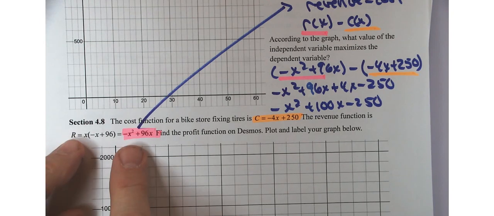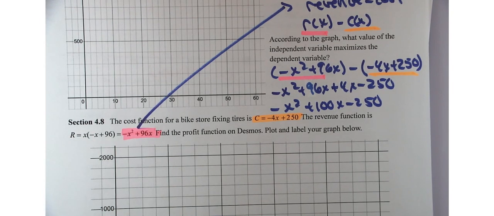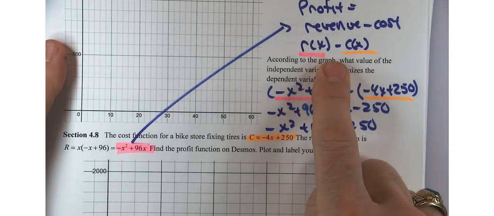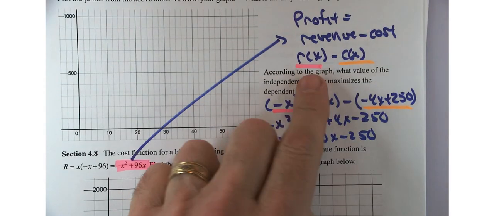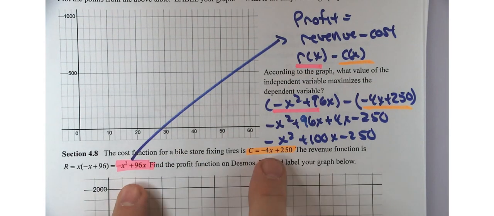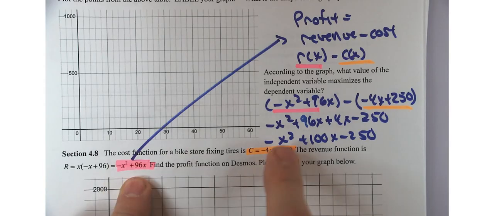So let's go over this profit function problem. The one thing you want to keep in mind is that profit is your revenue minus your cost. Hopefully your revenue exceeds your cost, but it's not a guarantee. So I've given you those two functions. Here's your revenue, here's your cost.